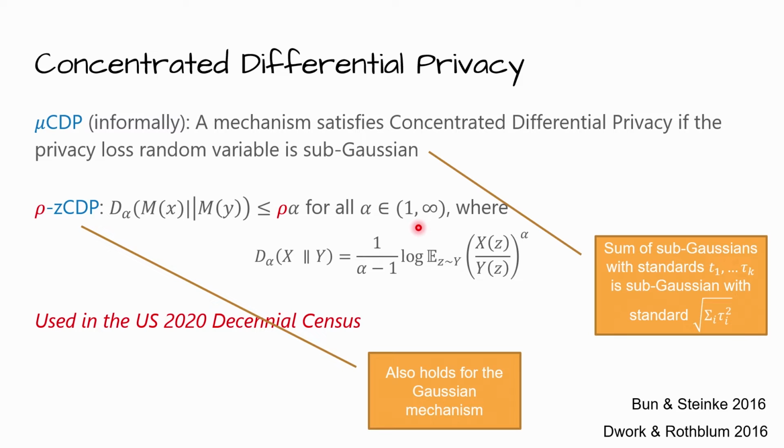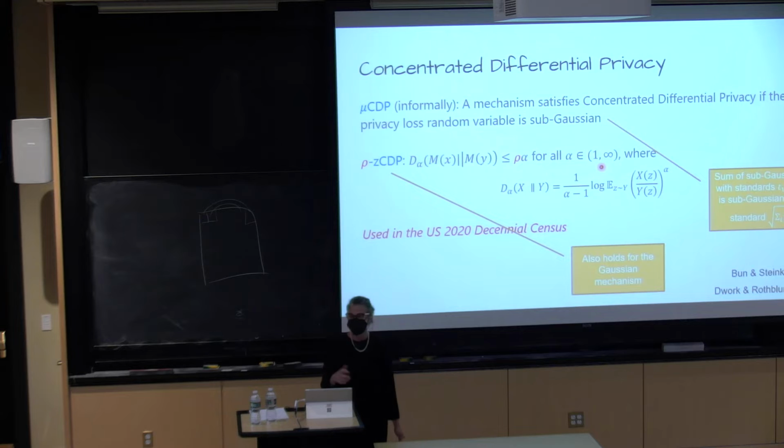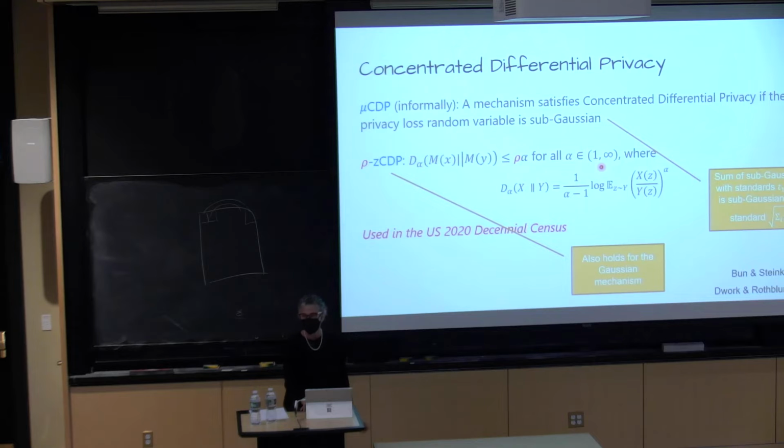This, too, holds for the Gaussian mechanism. It holds for the Gaussian mechanism because it's a relaxation of mu-CDP, and mu-CDP held for the Gaussian. And this is the version of differential privacy that was used in the US 2020 decennial data for the redistricting data. Okay.